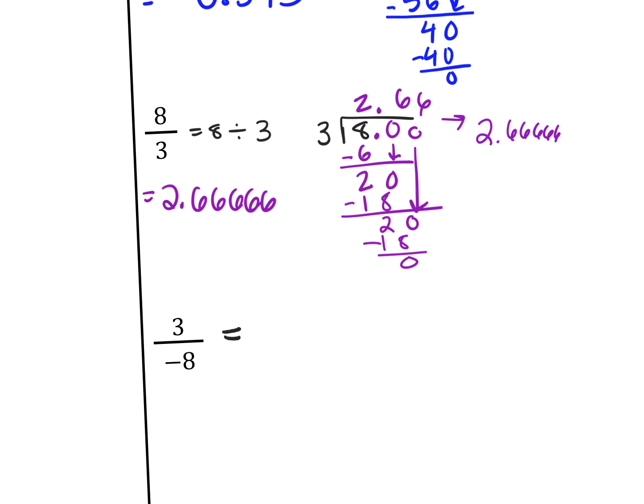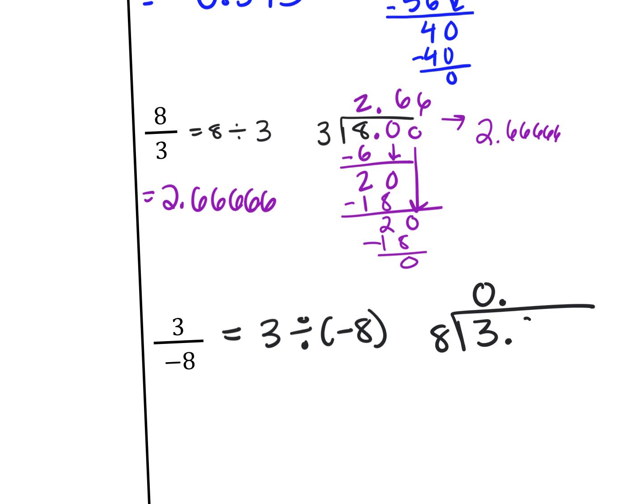3 over negative 8 means 3 divided by negative 8. 3 goes on the inside of the division. 8 goes on the outside. 8 goes into 3 0 times. 8 goes into 30 3 times. We're left with 6. So I add a 0, bring it down.